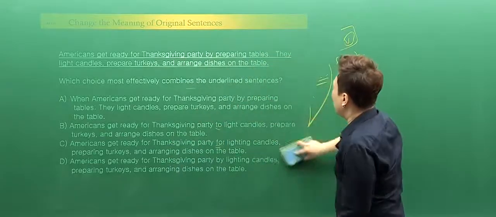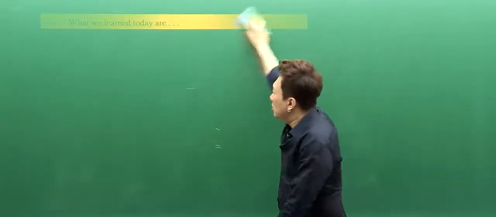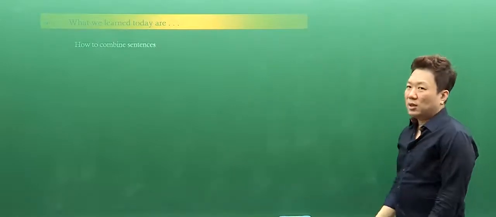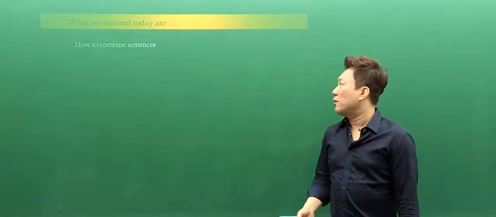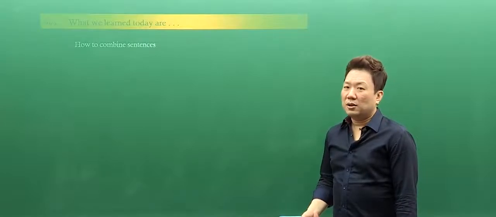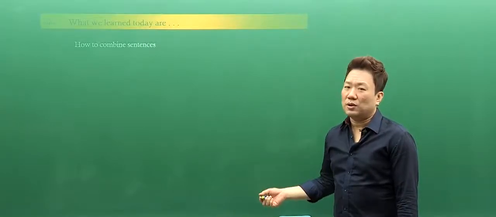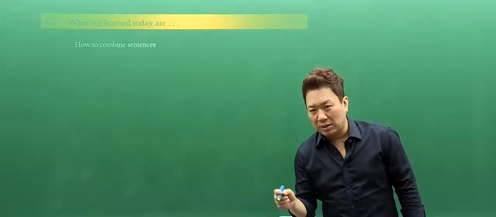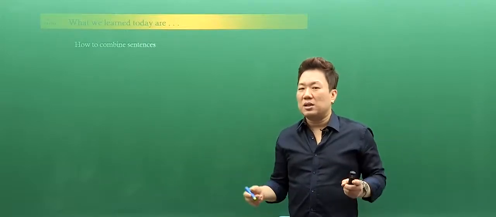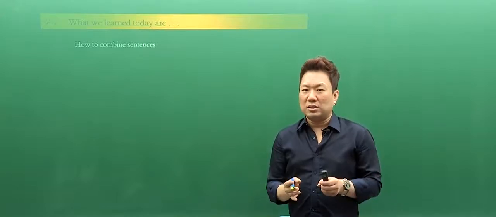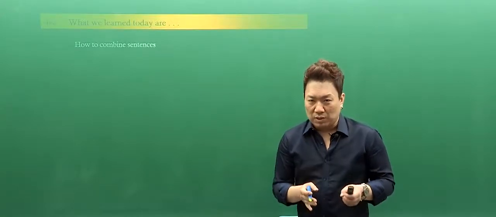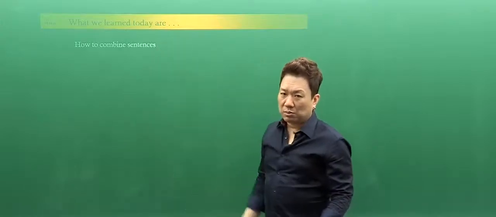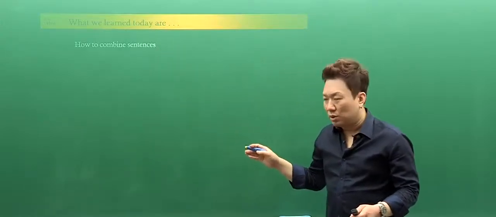Okay, so easy, right? So let's look at what we learned today. So I first talked about how we combine sentences. It seems like it's useless. No, it's not useless, okay? If you understand the combined sentence process, then what? You may easily understand why two sentences combined this way and what's wrong with this. So please, don't just ignore this process, okay? That's why I explained it to you.